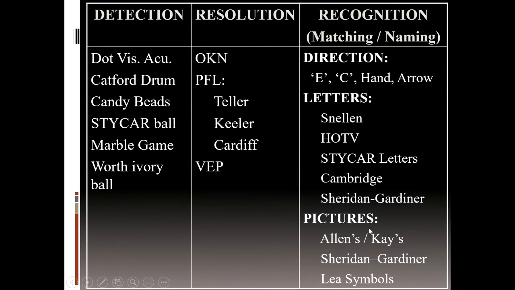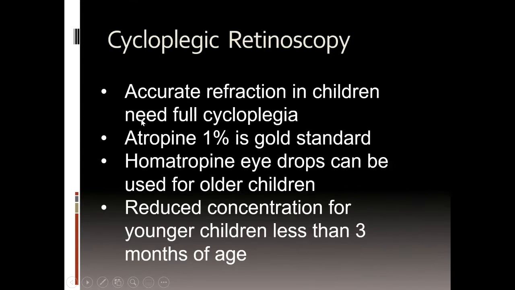For 3 to 4 years, he can talk about Allen's or Schrödinger gardens or Lea symbols. But before that, we have to rely on optokinetic nystagmus, Teller acuity cards, Keeler acuity cards, and Cardiff acuity cards. And before that, we can only go for detection, which is like 2 points. So you have to use candy beads. So these are all very small things.